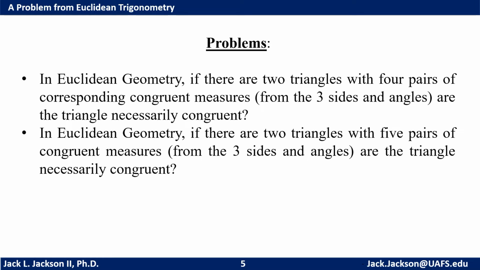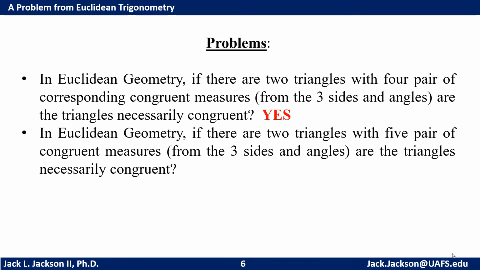So here are two questions for you. In Euclidean geometry, what if we have two triangles with four pairs of corresponding congruent measures from the three sides and angles? Are the triangles necessarily congruent? And the answer is yes, right? Anytime we get three sides and angles that are corresponding and congruent, that puts us back in one of those situations. We're either going to have side, angle, side, angle, side, angle, and so forth. That's going to work.